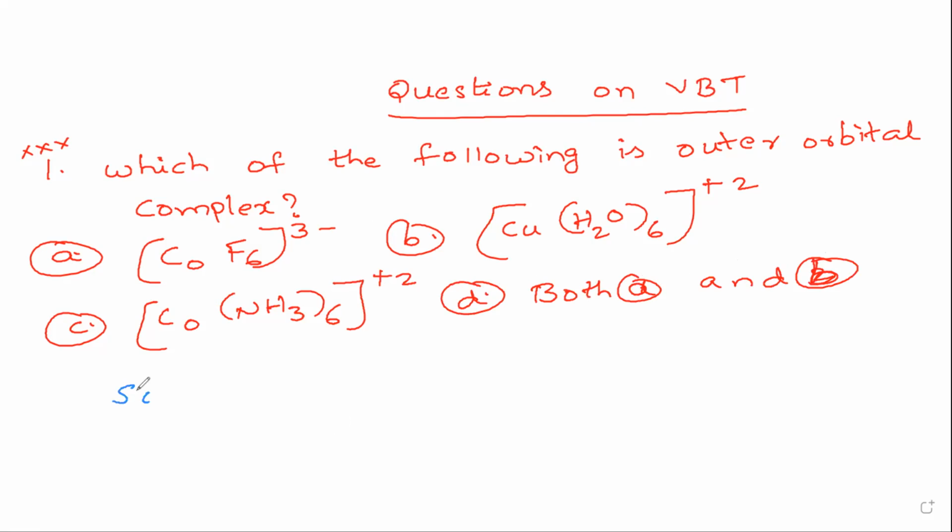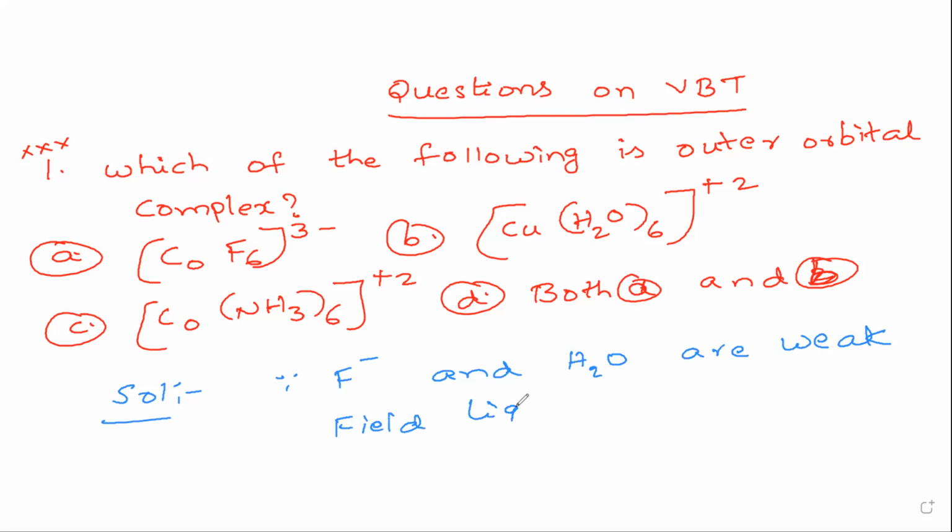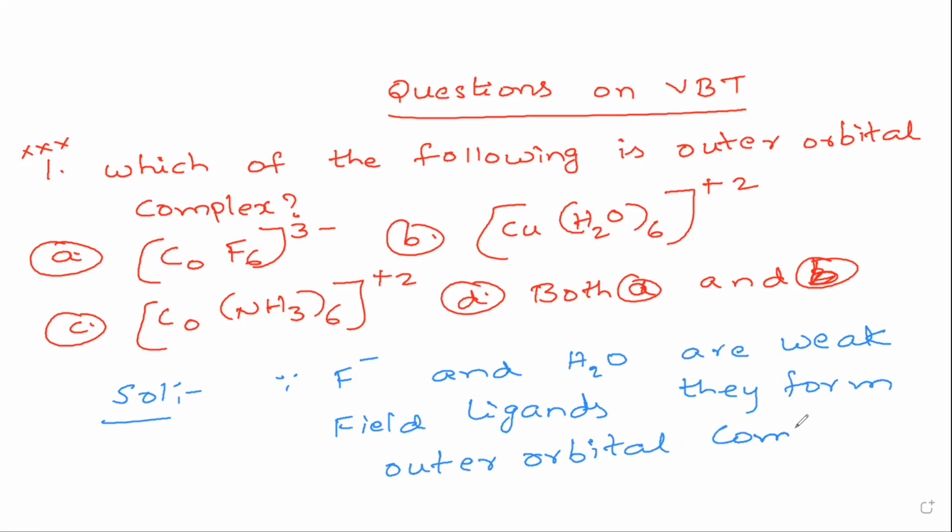Solution. Based on valence bond theory, we can understand which of the following is an outer orbital complex. Since fluoride and water are weak field ligands, we'll give you the list of weak field ligands and strong field ligands, they form outer orbital complexes because outer electrons are involved in the bond formation. So outer orbital complex, this is the answer. Please note it down.